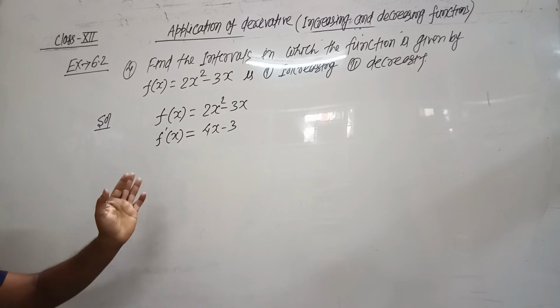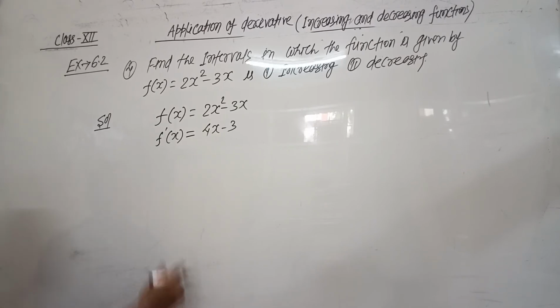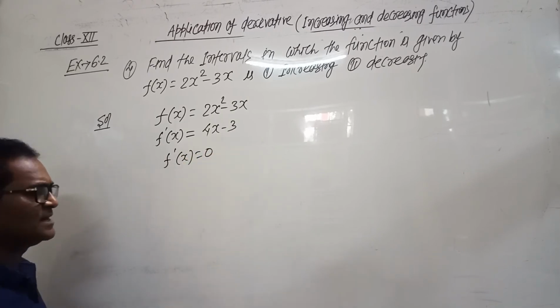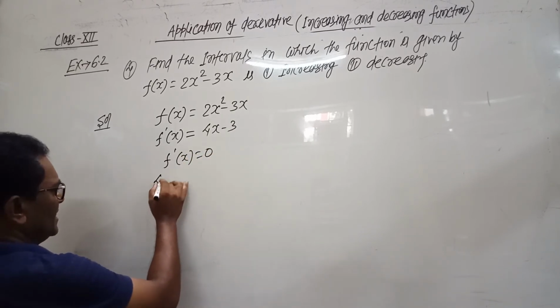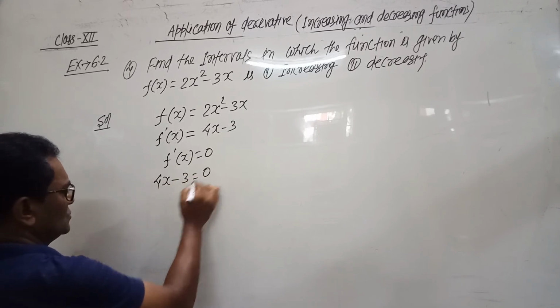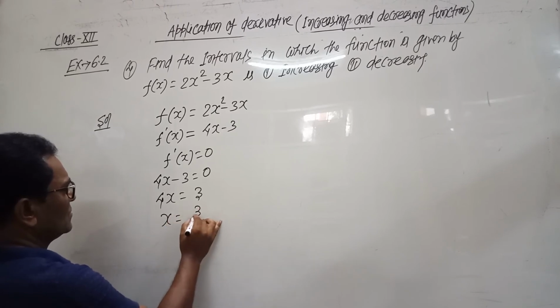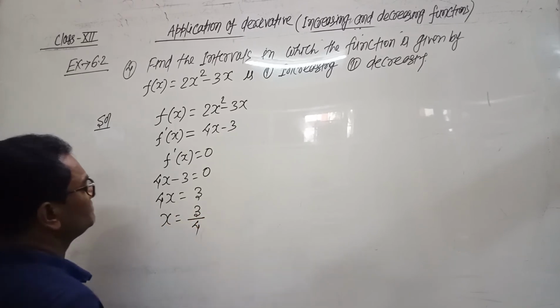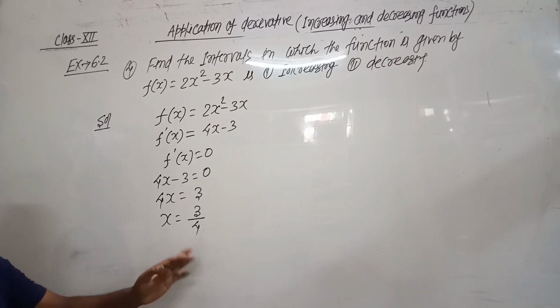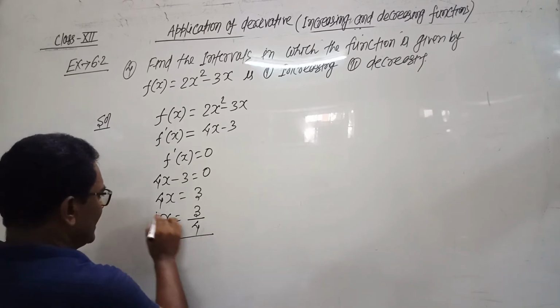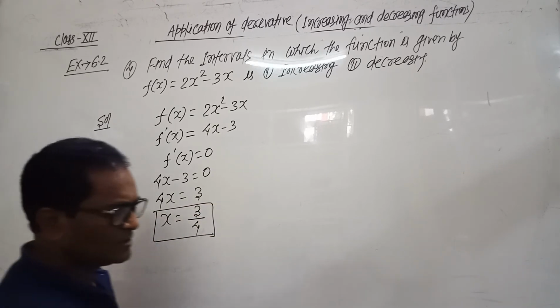Then make the derivative equal to 0. F dash x equals 0. It means 4x minus 3 equals 0. It gives 4x equals 3 and x equals 3 by 4. 3 by 4 means 0.75. So we get the value of x equals 3 by 4.